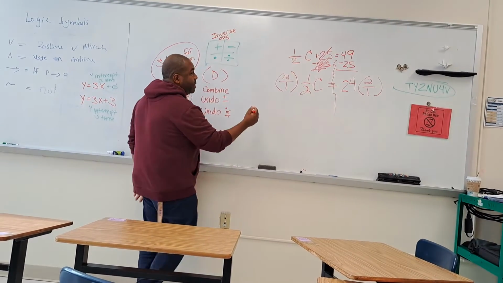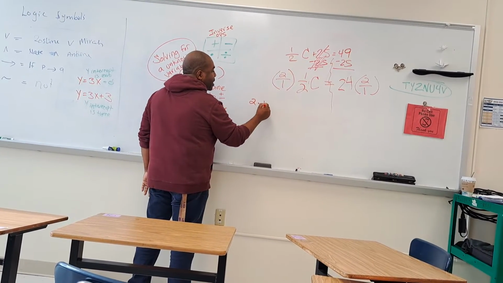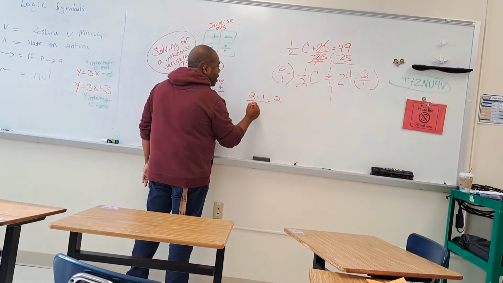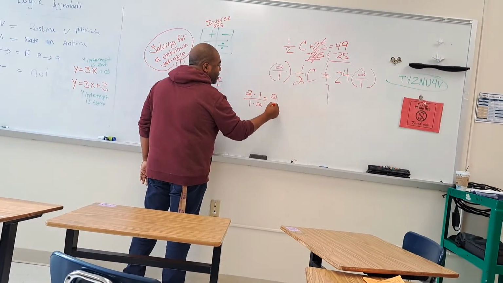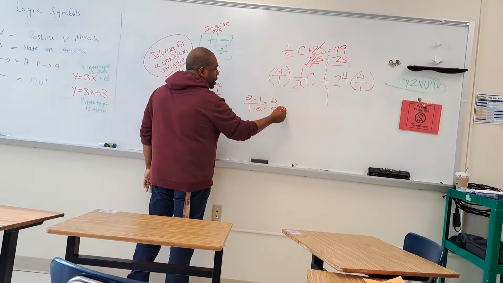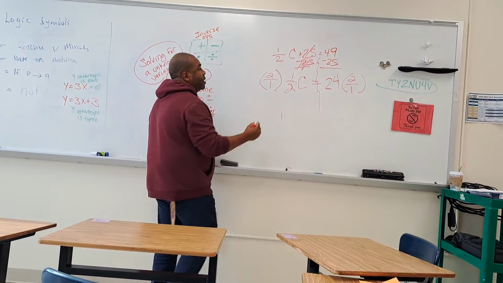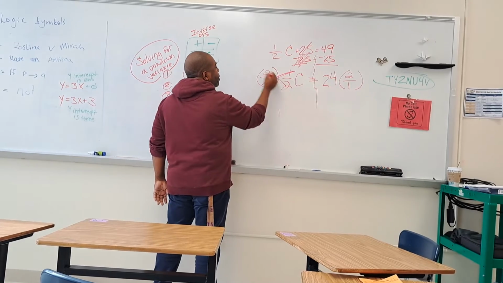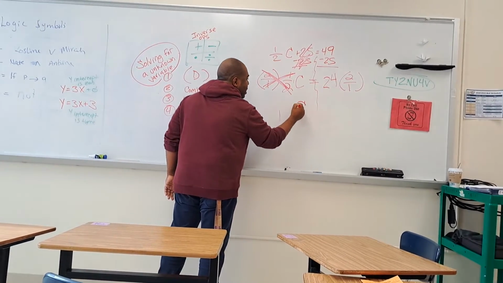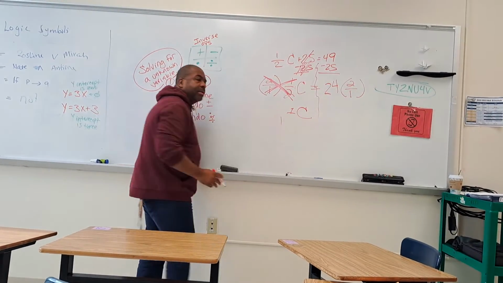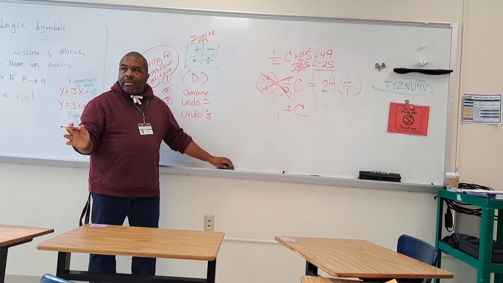If we actually did the multiplication, 2 times 1 is 2, and 1 times 2 is 2. 2 over 2 is 1. So we actually end up with 1. But I can do it this way to make it easy. Cross out, that leaves me with C. There's really a 1 in front of the C.